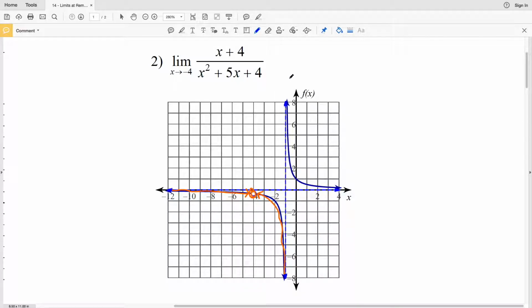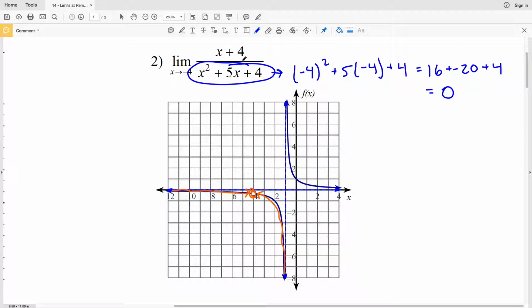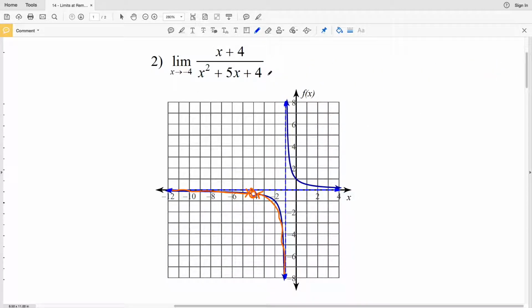In order to calculate the limit, we need to plug negative 4 in for x. However, note, if we plug negative 4 in for x, we'll get negative 4 squared plus 5 times negative 4 plus 4 for the denominator, which would be positive 16 plus negative 20 plus 4, which would give us 0. And we know we cannot divide by 0, therefore it would be undefined. So we're going to need to simplify this first and then plug in negative 4.